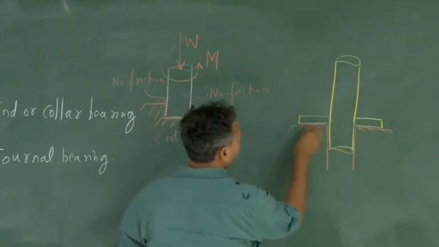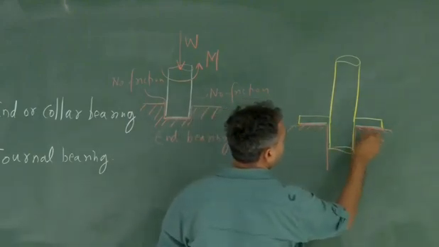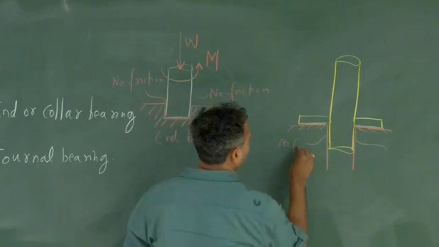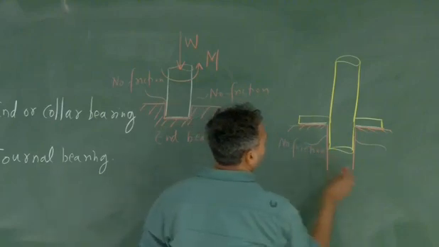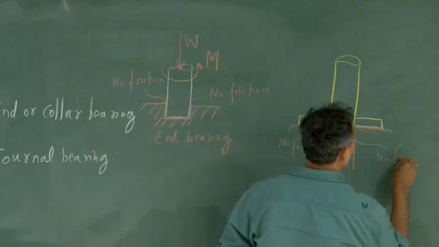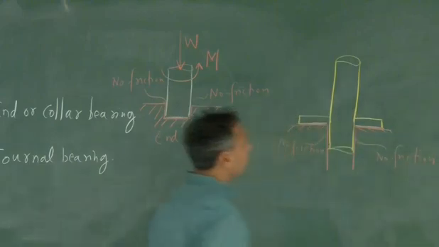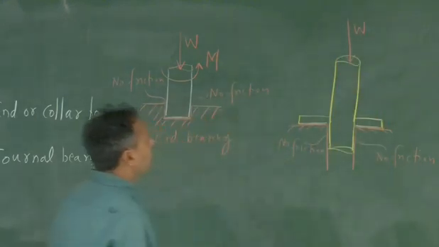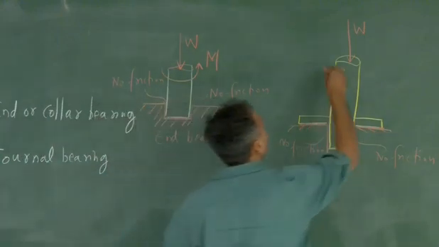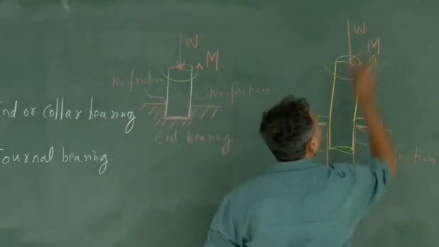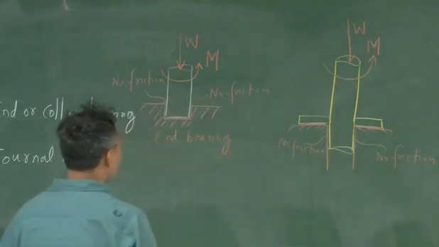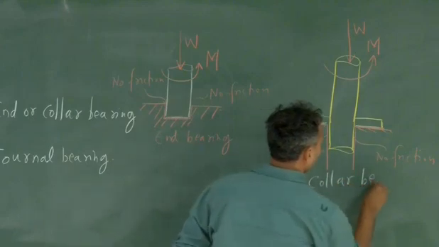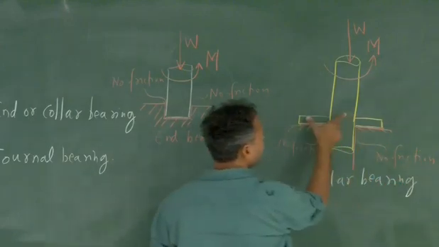So contact region is this. So this is an example where, again, it has to take support of the axial load as well as rotate with momentum. And this is called your collar bearing because it has these collars.